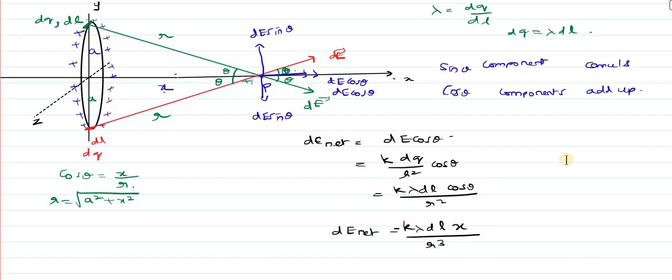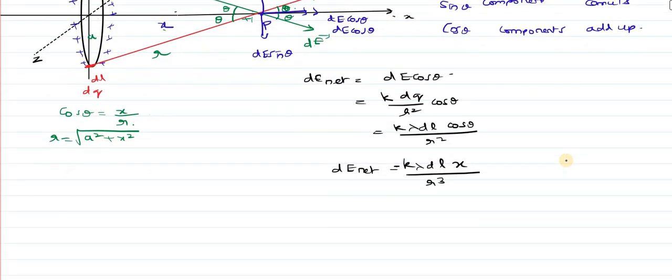Now K is constant, lambda is constant, x is constant, r for the given one is also constant. So K lambda x by r cube, if I take it outside, it is dl. Okay? Any doubt?